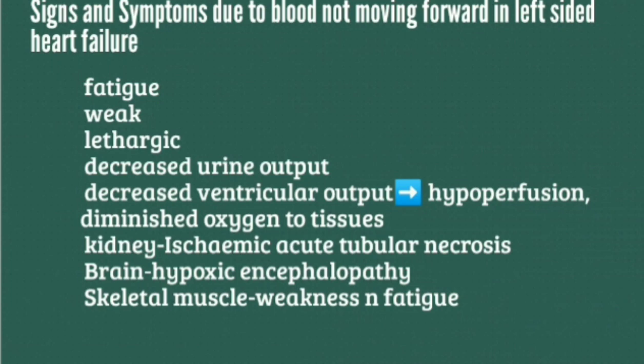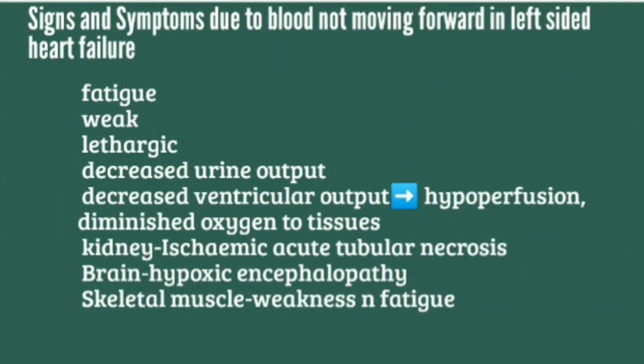You can also see decreased urine output. Decreased ventricular output causes hypoperfusion and diminished oxygenation of tissues. In the kidney, hypoperfusion results in ischemic acute tubular necrosis. In the brain, hypoxic encephalopathy. In skeletal muscle, muscular weakness and fatigue.